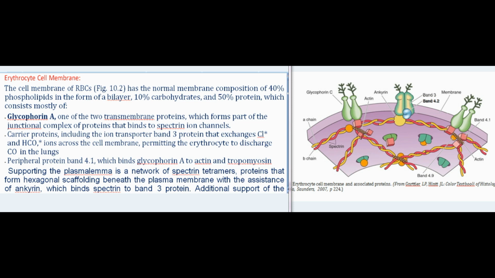Peripheral protein band 4.1, which binds glycophorin A to actin and tropomyosin supporting the plasmalemma, is a network of spectrin tetramers, proteins that form hexagonal scaffolding beneath the plasma membrane with the assistance of ankyrin, which binds spectrin to band 3 protein.